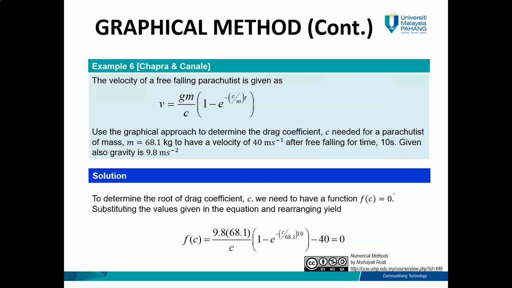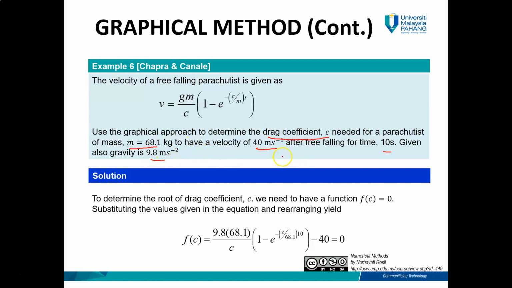If you go to this example 6, actually it is about an applied problem. For this one, the velocity of a free falling parachutist we can write in terms of this function. And the question asks you to use graphical method to determine the drag coefficient C for a parachutist of mass 68.1 kg and the velocity is 40 meters per second after free falling for time 10 seconds. And also we have gravity.